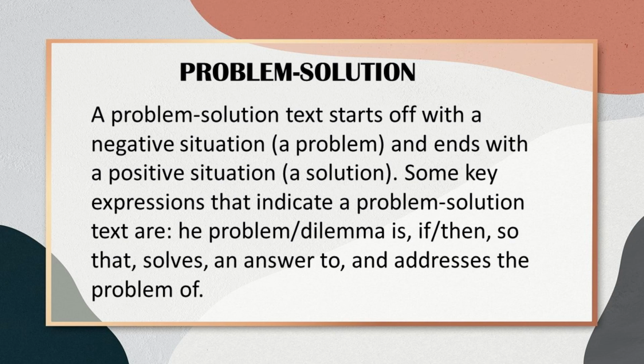Fifth, problem solution. A problem solution text starts off with a negative situation, a problem, and ends with a positive situation, a solution. Some key expressions that indicate a problem solution text are: the problem, dilemma is, if then, so that, solves, an answer to, and addresses the problem of.